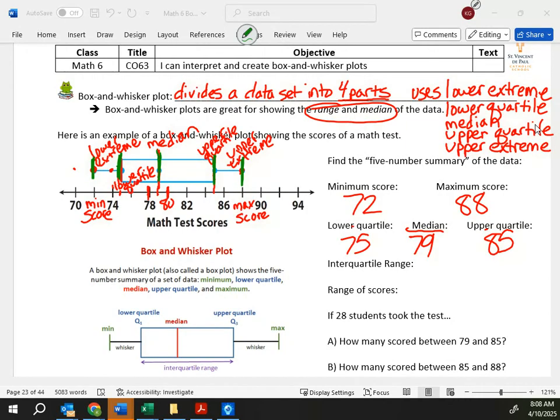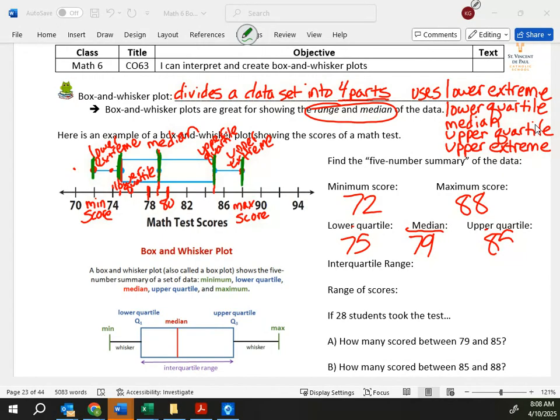Even though they don't look equal, like if we were to break our box into 4 equal parts, it looks equal. On the box and whisker plot, it doesn't look equal because we might have 5 points in the lower extreme and they're all at 72. Or we have 4 at 72 and 1 way up here at 74.